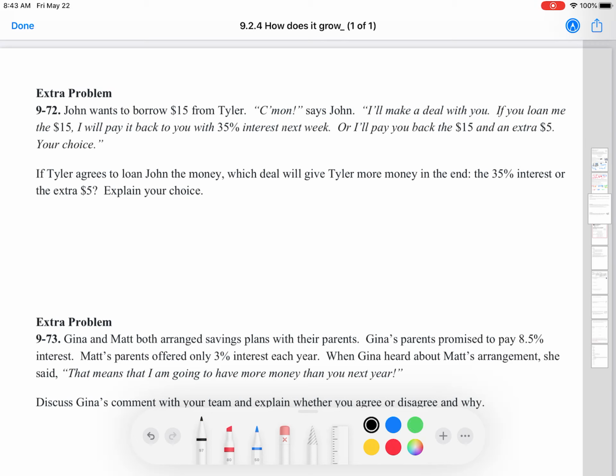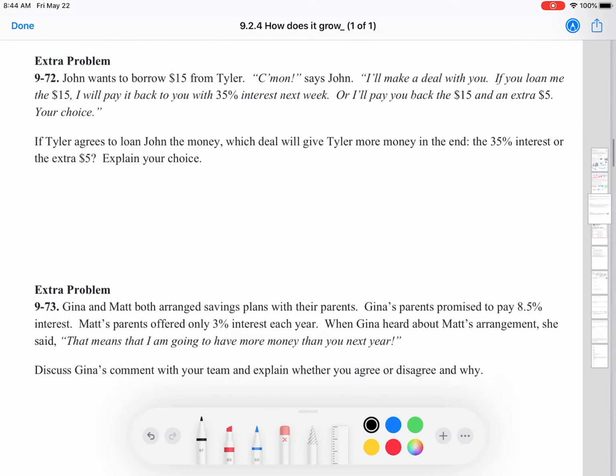John wants to borrow $15 from Tyler. Come on, says John. I'll make a deal with you. If you loan me this $15, I'll pay it back to you with 35% interest next week. Or I'll pay you back the $15 and an extra $5. Your choice. If Tyler agrees to loan John the money, which deal will give Tyler more money in the end? The 35% interest or the extra $5?